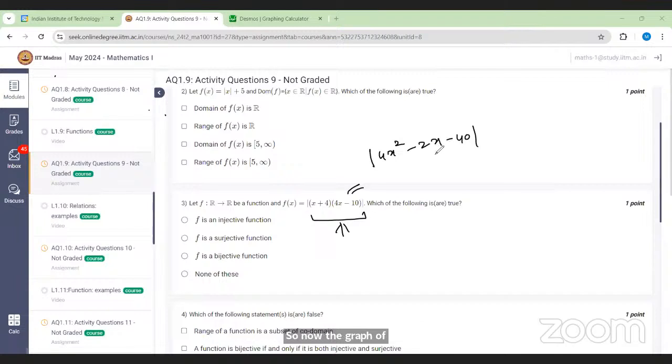Now in week 2 you will learn this, but this is not in week 2, so that's why.